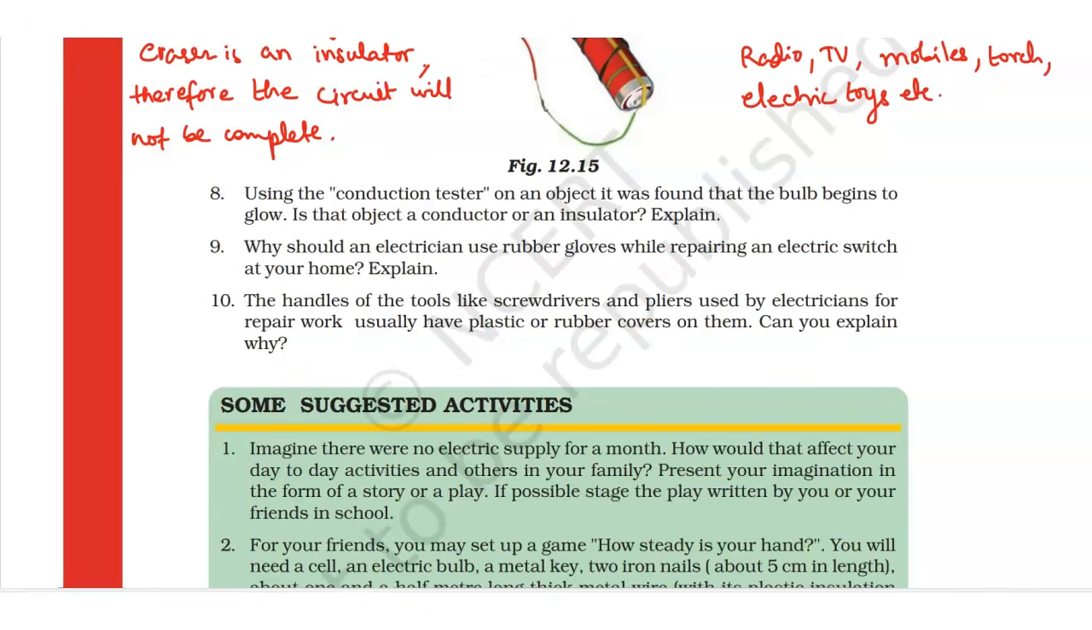Okay. Question number 8. Using the conduction tester on an object, it was found that the bulb begins to glow. Is that object a conductor or an insulator? Explain. Since the bulb is glowing, obviously that object is a conductor. Okay, so what you are going to write, since the object allows current to flow and completes the circuit and makes the bulb glow, it means that the object is a conductor of electricity. Is it clear? Okay. I'll just write it down.